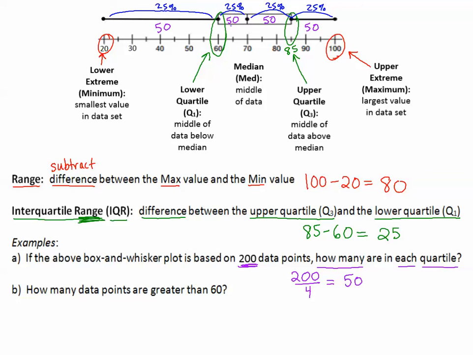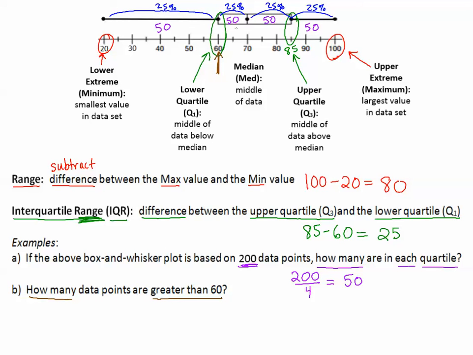So in this tiny little section, all the 50 data points are clumped together. Here, the data points are spread apart. B. How many data points are greater than 60? How many? So we're looking again for a number. Greater than 60. So I'm looking at, where is the 60? Right here. How many data points are greater than 60?